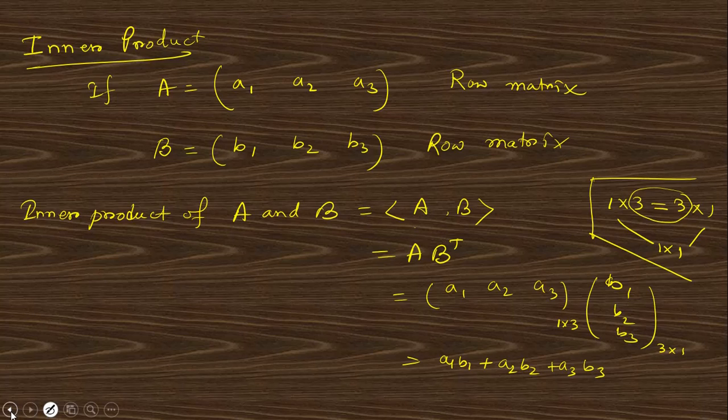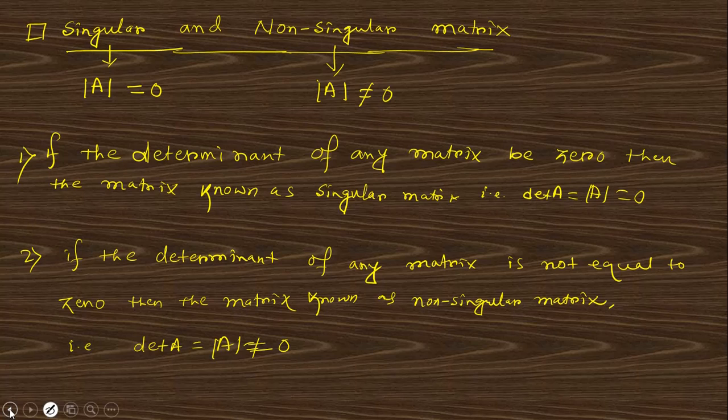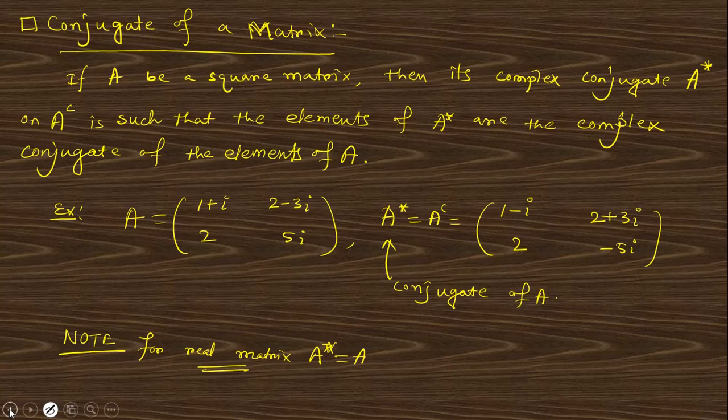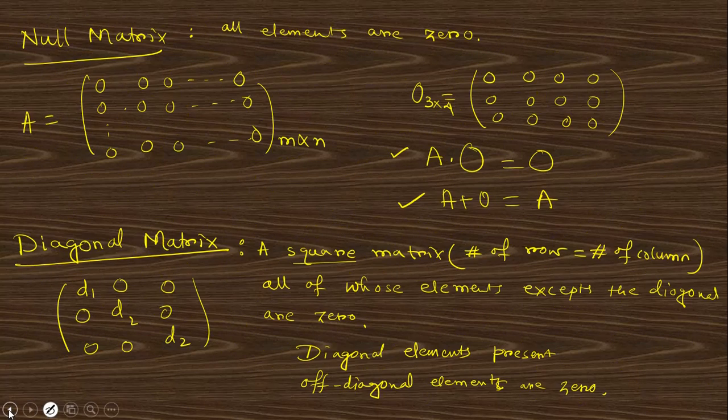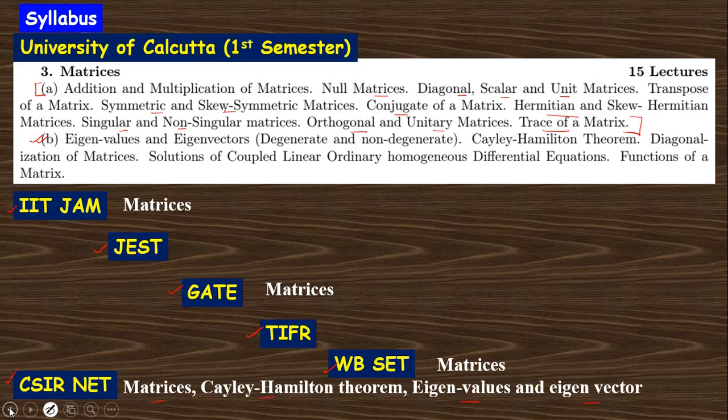This all covers the syllabus of the University of Calcutta in Part A. Here you can see addition, multiplication, null matrix, all are 0, diagonal matrix, that means only diagonal elements are present, off diagonal is 0, scalar matrix, diagonal elements are equal, unit matrix, the equal elements will be the unit. If all the diagonal elements are unit and off diagonal is 0, this is unit matrix.